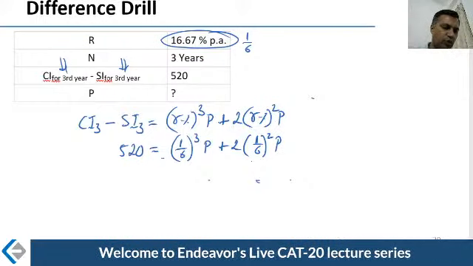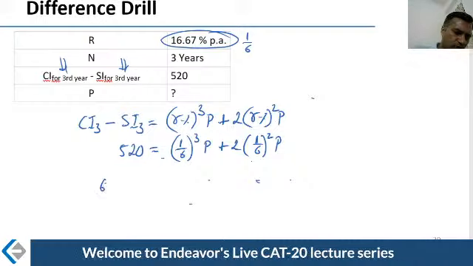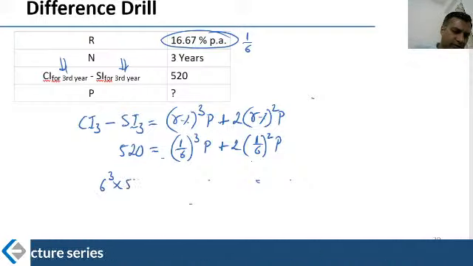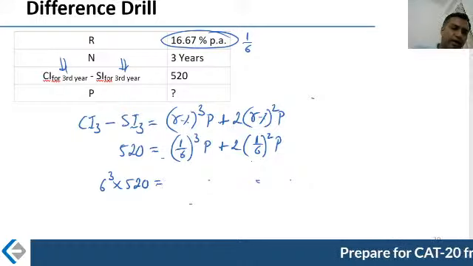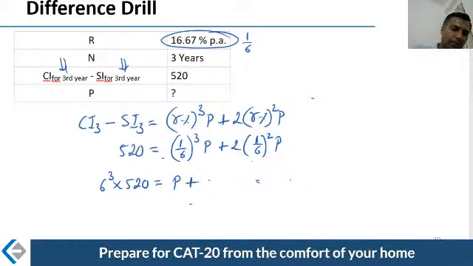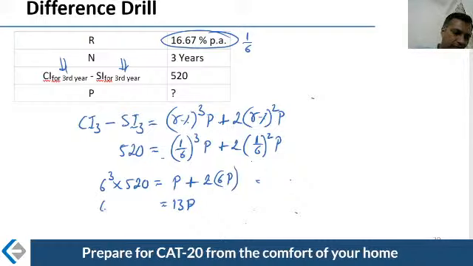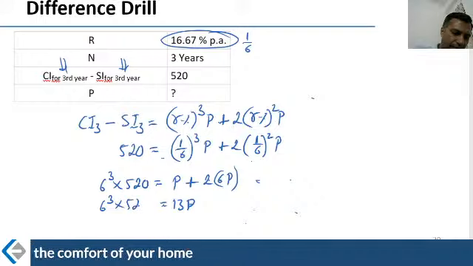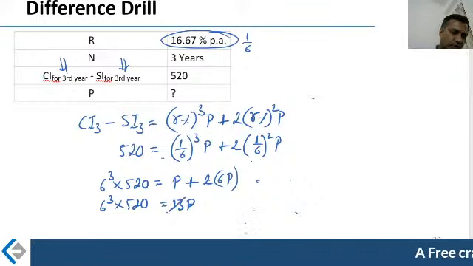Even before you do that, one other way to deal with this is that you can multiply throughout by 6 cube. Absolutely no problem. From a simplification perspective, 6 cube times of 120 is nothing but P plus 2 times of 6P. Therefore, 13 times of P is nothing but 6 cube times of 520.